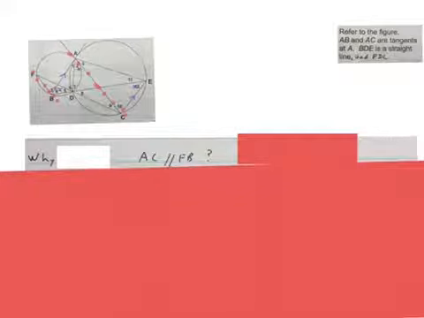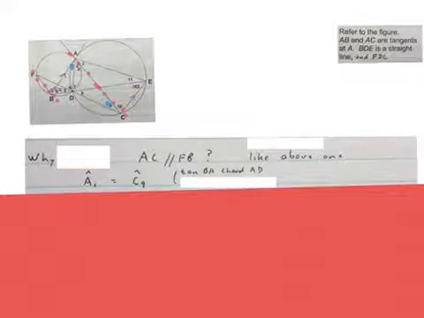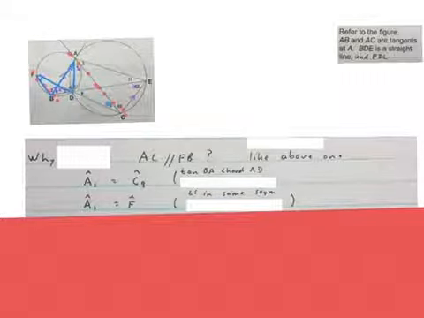The second thing they ask is, why is AC parallel to FB, the two other dotted lines now? I wrote here, it's very much like the above one. We write A1 is equal to C9, the two blue ones. Again, the tan chord theorem. There's the tangent, there's the chord, and there's the angle. Then we can write A1 is equal to F, also angles in the same segment. You can see those two angles there are in the same segment in the small circle.